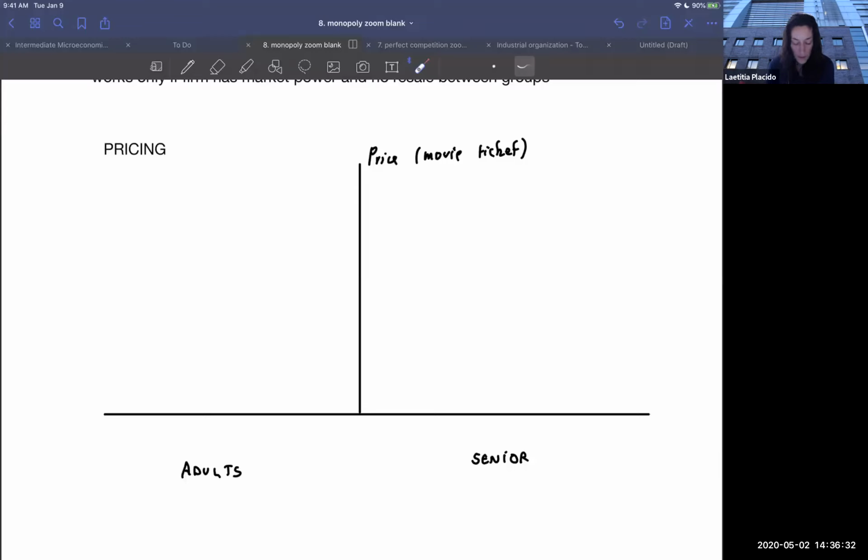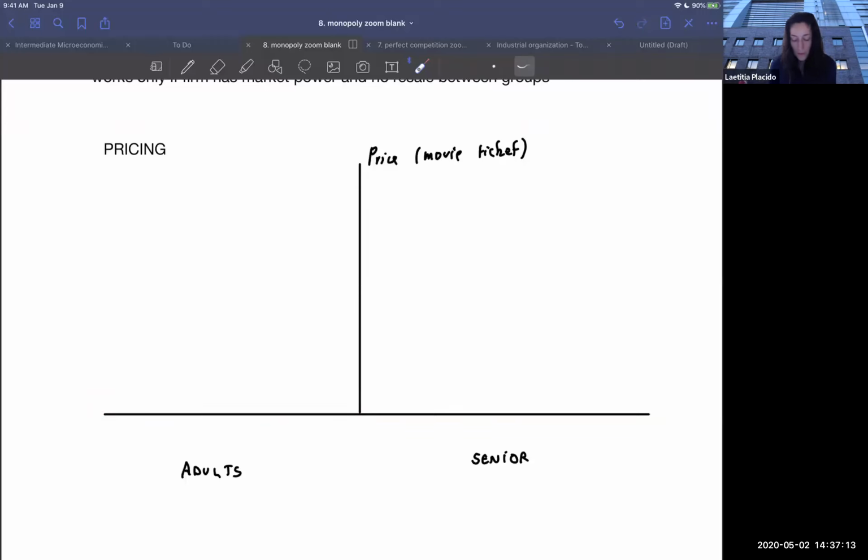So here, the graph that is drawn is a little bit different than usual, okay? So on the vertical axis, you have the price. And then I'm going to draw my two markets. So the market for seniors, you're gonna read it in this direction. Okay, so this is the direction of increasing quantity. And for the market for adults, increasing quantity will go in that direction.